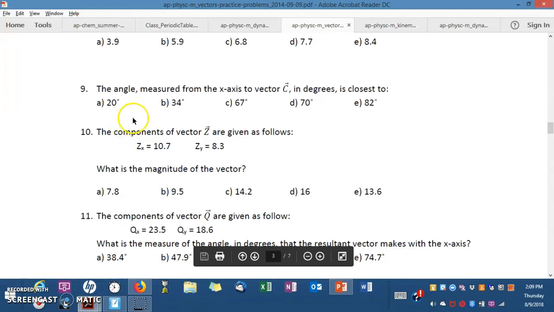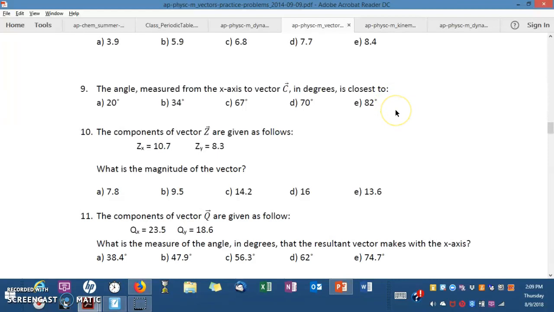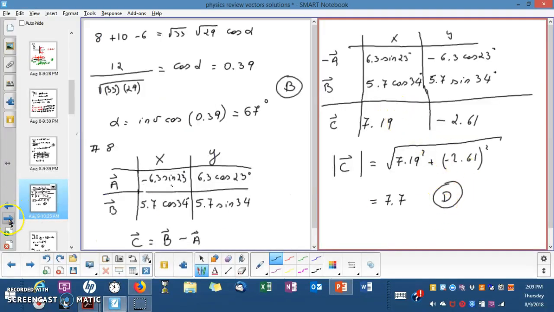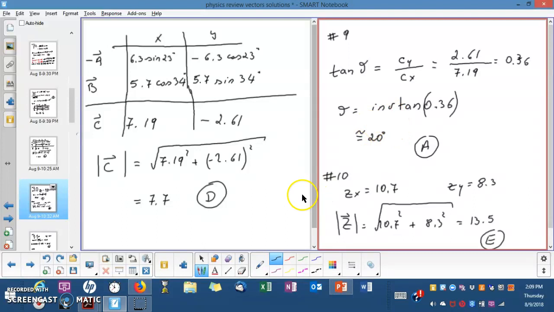For number 9, now they say the angle measured from the x-axis to vector C in degrees is closest to. So if you have gone that far, okay, you also know the Cx and Cy, so you know the magnitude of C. You know the two components, so basically you only need the two components to calculate the angle. So you do your y over x, you find the 0.36, you do the inverse tangent, and you have 20 degrees.